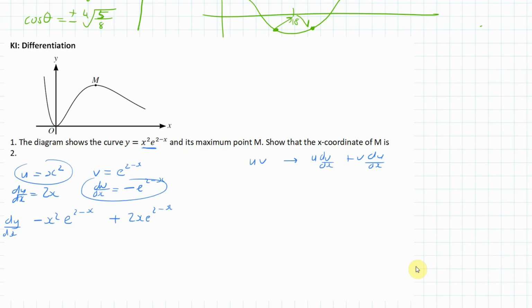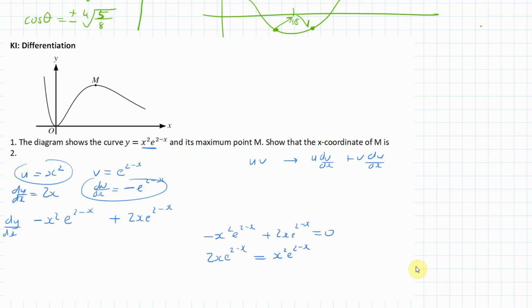Now, at a maximum point, these must be equal to 0. So we can go negative x squared e to the 2 minus x plus 2x e to the 2 minus x is equal to 0. We can rearrange, and so we get 2x e to the power of 2 minus x is equal to x squared e to the 2 minus x.